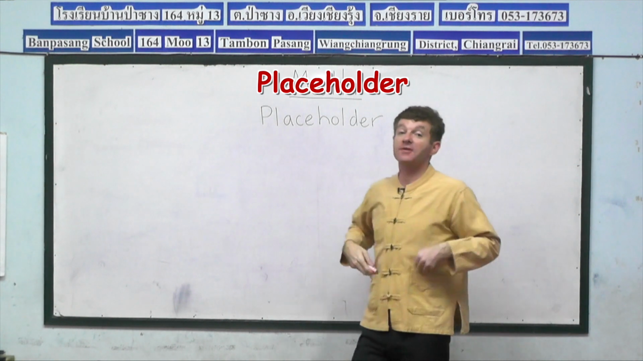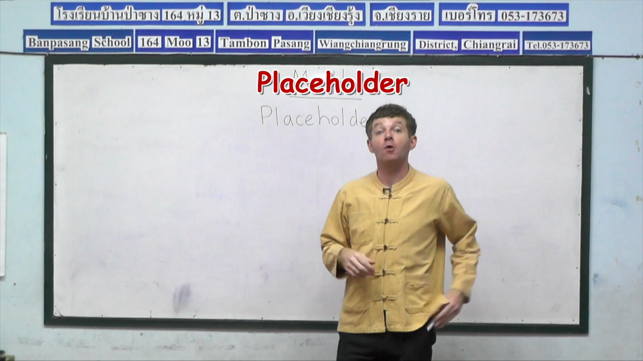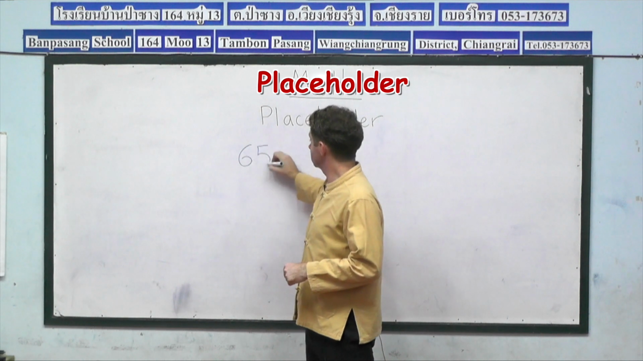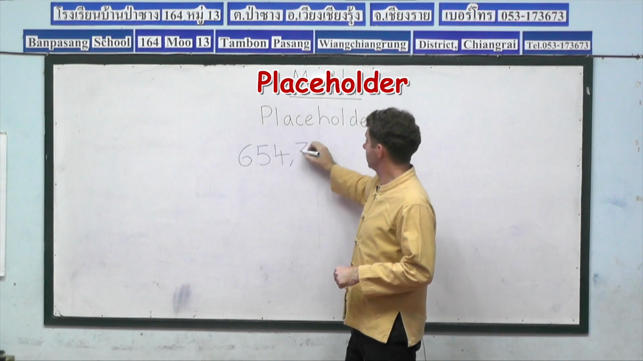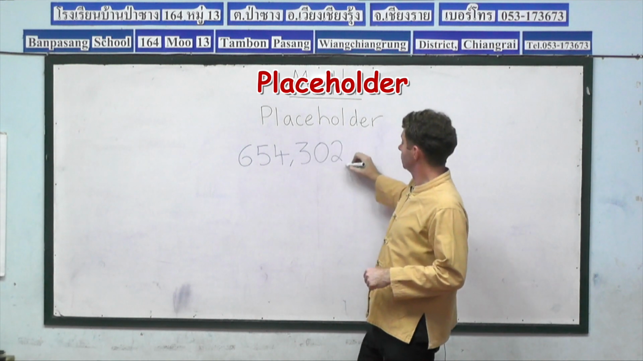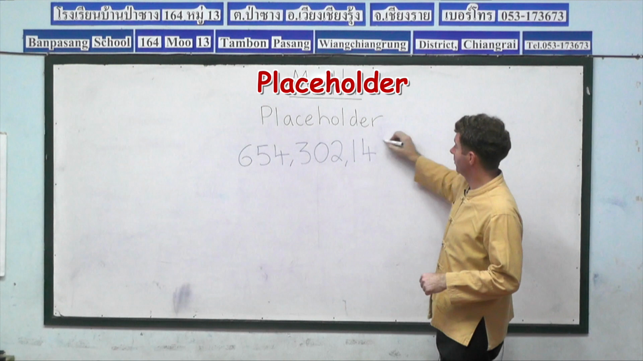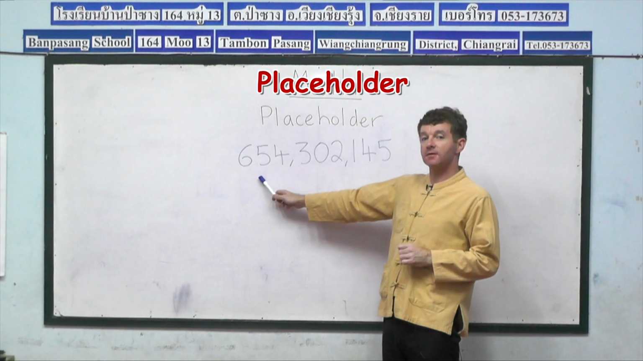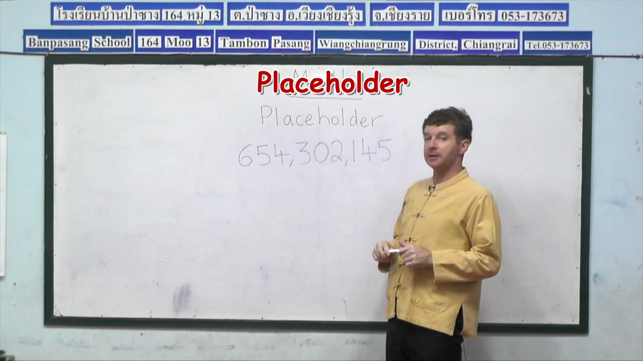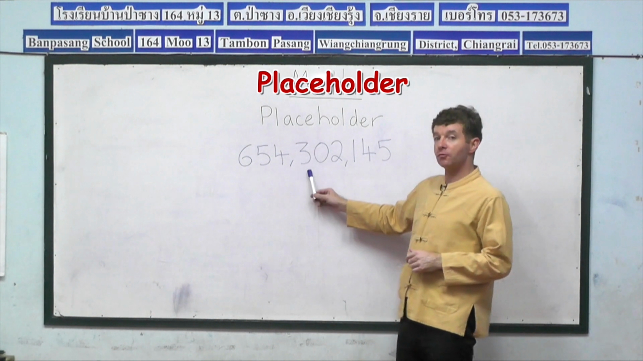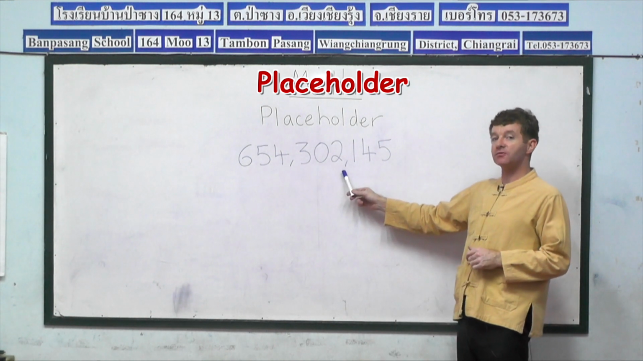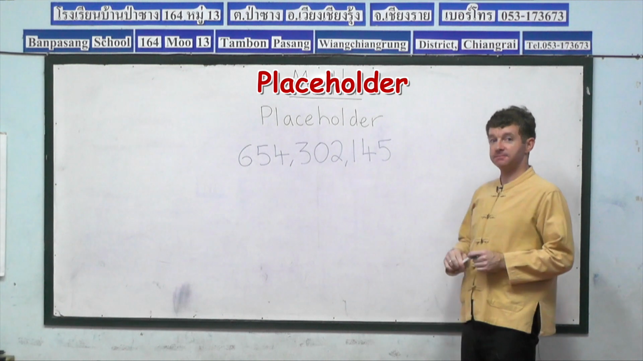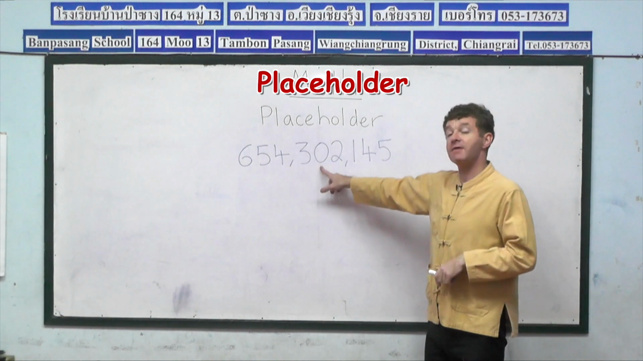Excellent. Okay, so as an example, I will show again how we use 0 as a placeholder. So I'll write a large 9-digit number. 6, 5, 4, 3, 2, 0. Okay, so let's read this number together. 602,145. Excellent.